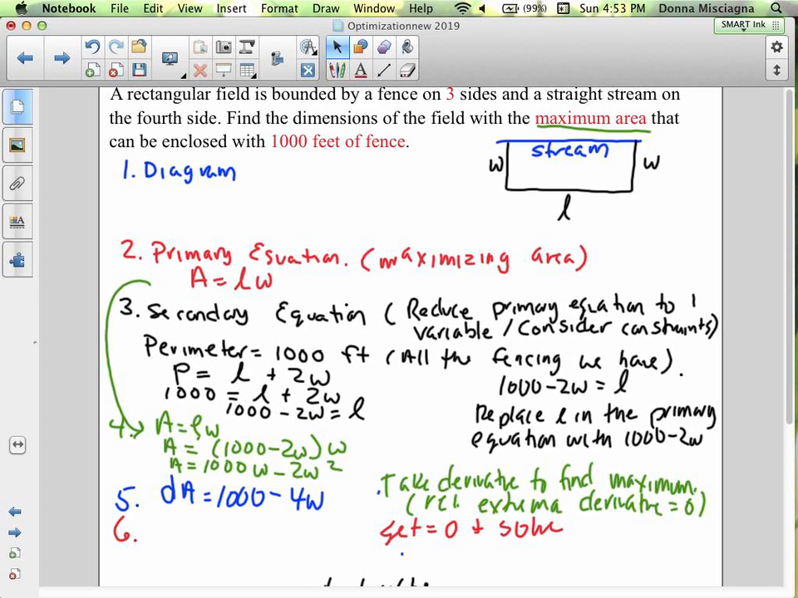And the derivative of 1,000W is going to be 1,000. Derivative of minus 2W squared would be minus 4W, right? All right, so there's the derivative.